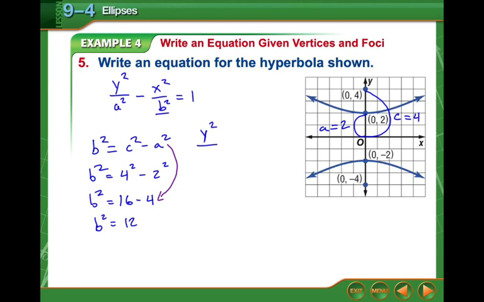So y squared over a squared, we just said is 4, minus x squared over b squared, which we said is 12, equal to 1. And there's our equation. So when they give us the graph and tell us where the focus is, it's pretty simple to find.